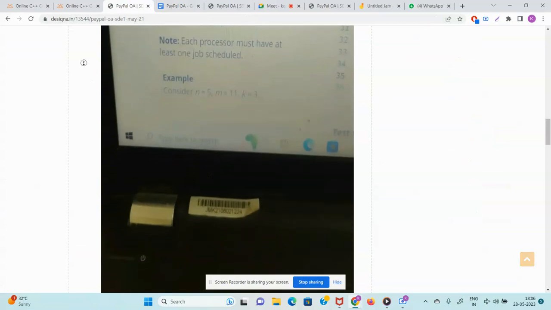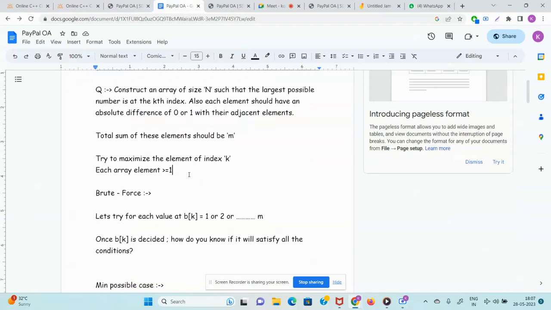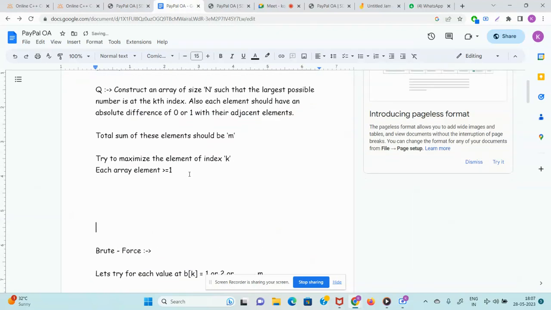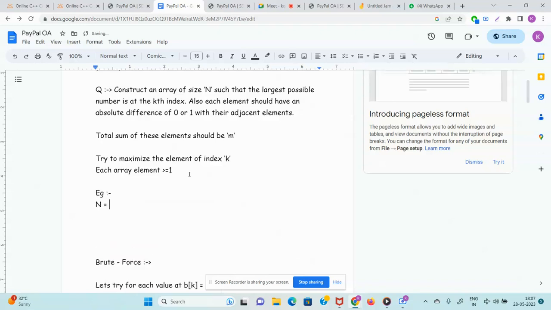They are saying that n is 5, m is 11, k is 3. Okay, so n is 5. Let's try to understand the example. In the example, n is 5 and m is 11. You need to make an array such that the sum of all the numbers in the array is 11, and you have to maximize the element at the kth index, and k is 3.